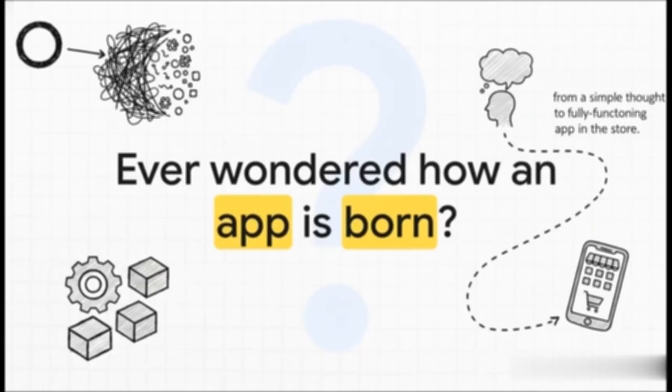It kind of feels like magic, doesn't it? You tap one little icon and this whole world just opens up. But behind that super simple screen, there is a really structured, really fascinating process. So how does it actually work? How do you go from a random thought in the shower to a fully functioning app in the App Store?